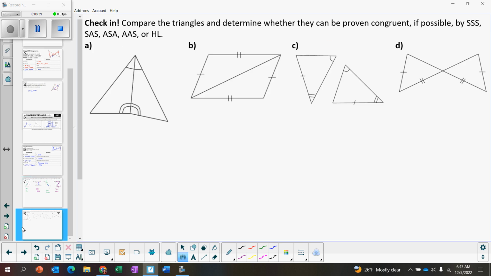Go ahead, you try the last set. Determine if they can be proved congruent, if possible, by any of our 5 methods. Pause and hit play when you're ready to see the answer.